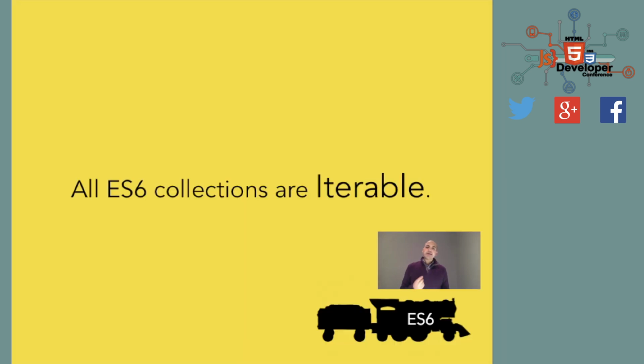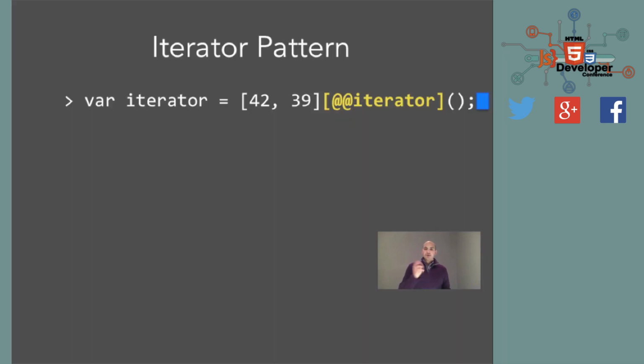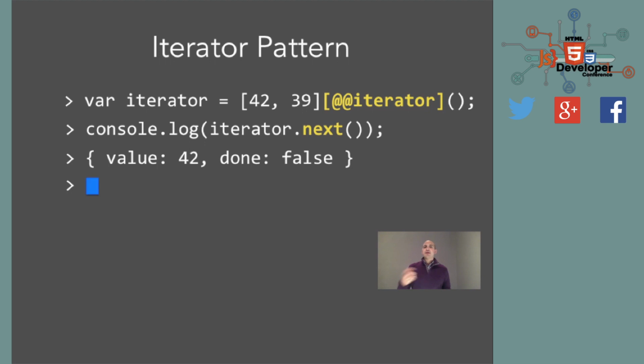So in ES6, all the collections, array as well as the new set and map collections, are iterable, which means that they support iteration. You can do this pattern over them. So using this special new symbol, @@iterator, you can invoke this method on any collection, and you'll see you get the exact same thing. We can consume the data in this collection one item at a time.